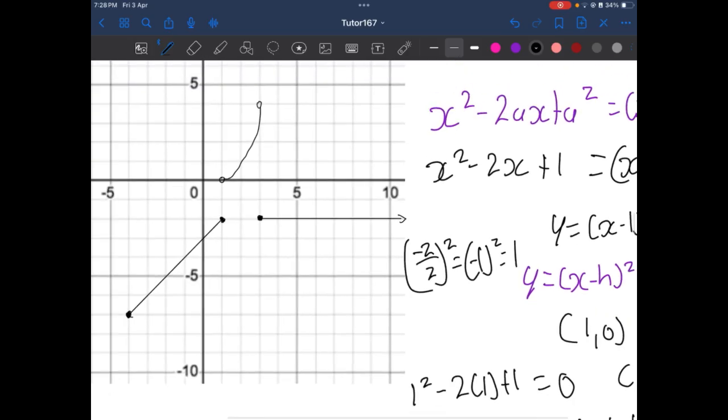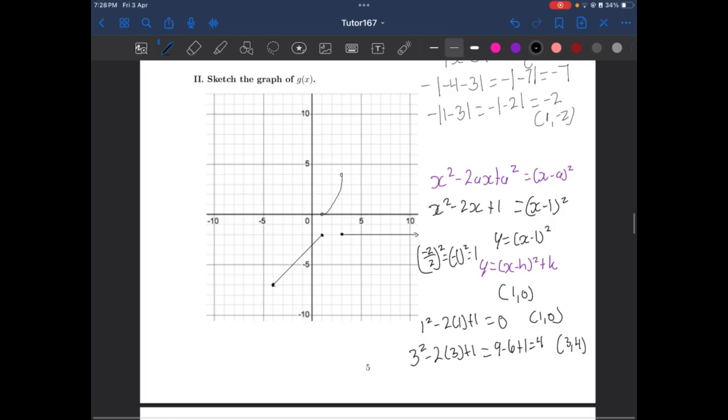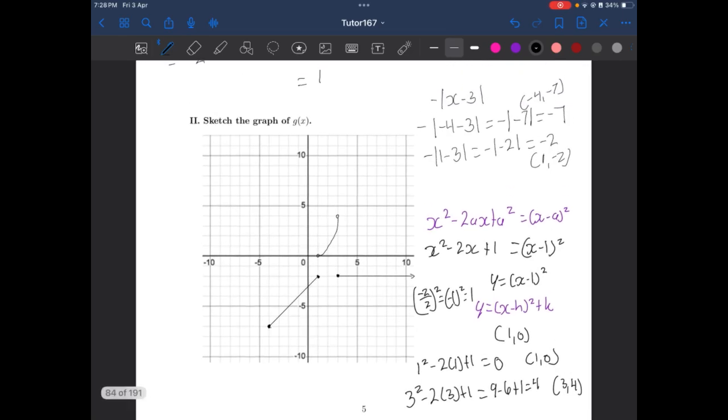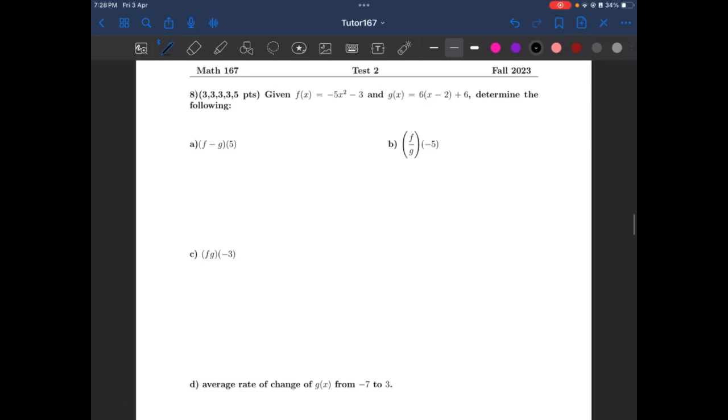Okay. And that is our graph. We're going to go down here now. Okay, so given f of x is equal to and g of x is equal to, determine the following: f minus g of 5. So we're going to solve f of x for 5 and g of x for 5 to determine our answer.